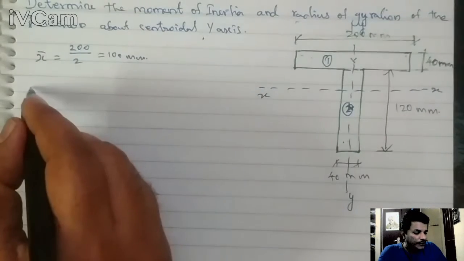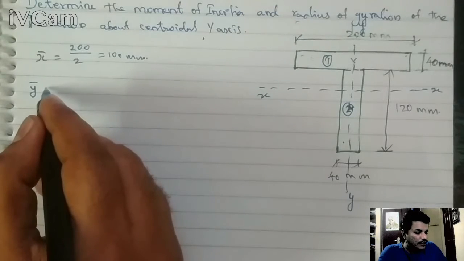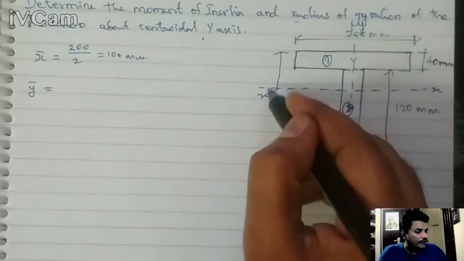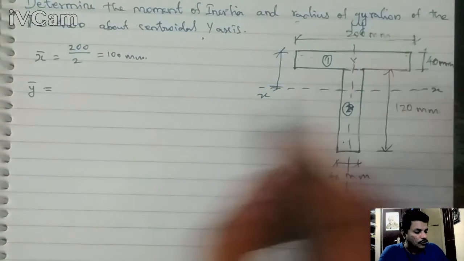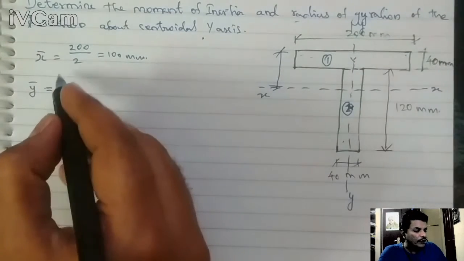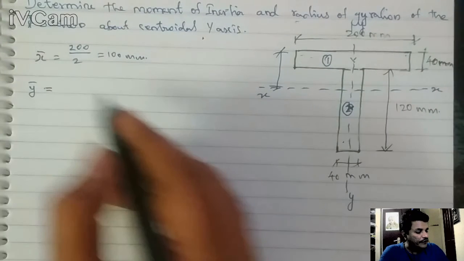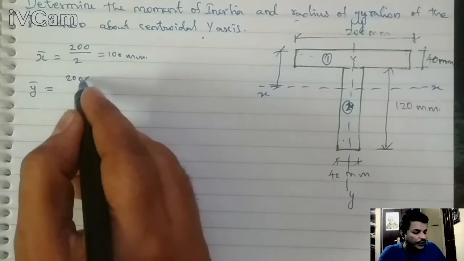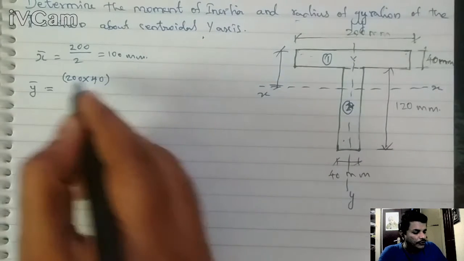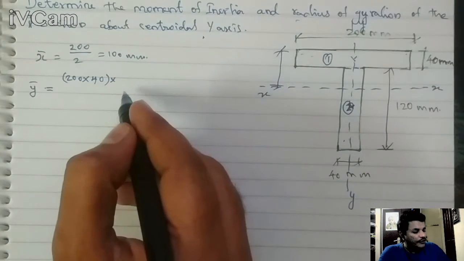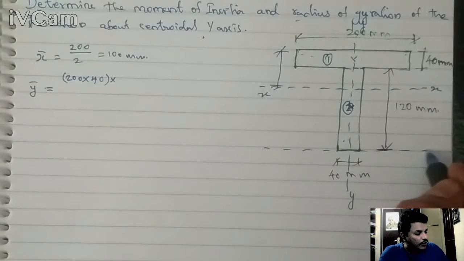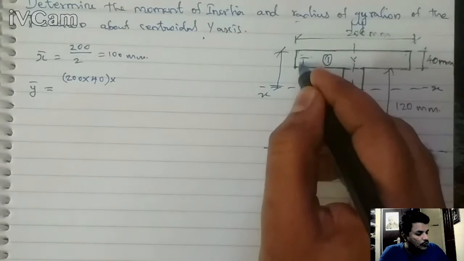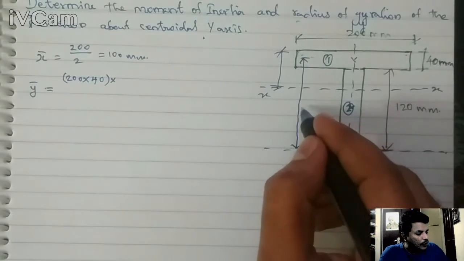Y bar we need to calculate, because it is unsymmetrical about the x plane, so the height from top and bottom will vary. So y bar equals a1 y1 plus a2 y2 divided by a1 plus a2. A1 is the total area of this, that is 200 by 40 mm. A1 into y1, means from the bottom. I am taking the reference line at the bottom. From the bottom, what is this height? This is y1.